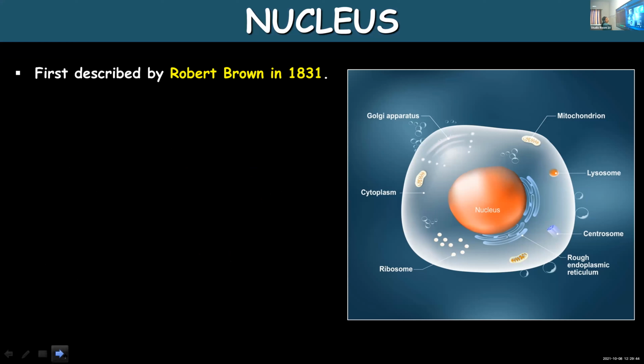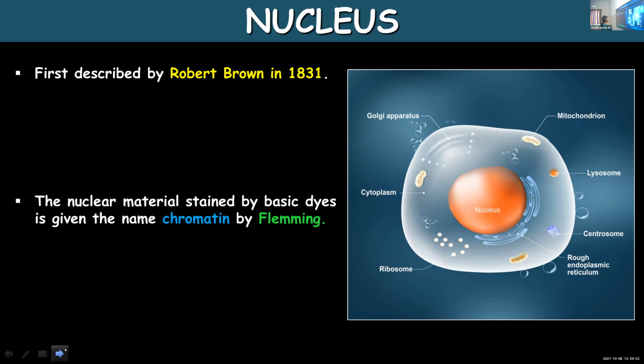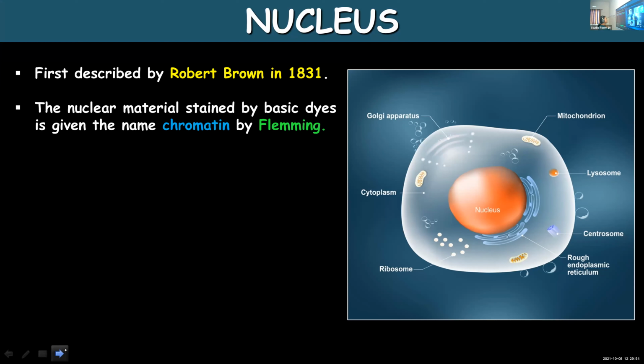First described by Robert Brown in 1831. The nuclear material stained by basic dyes is given the name chromatin by Fleming. So this was described first by Robert Brown, and later, using dyes, the chromatin was named.